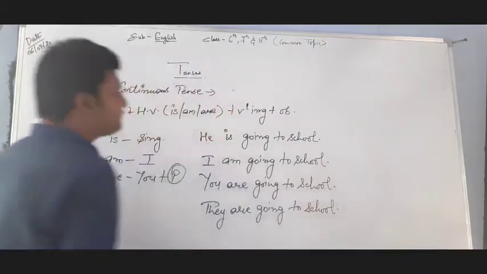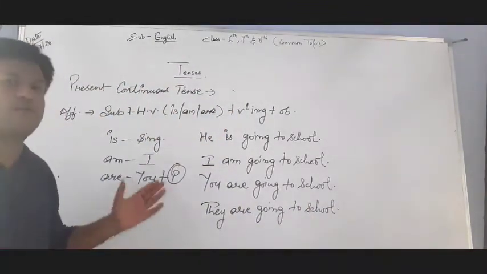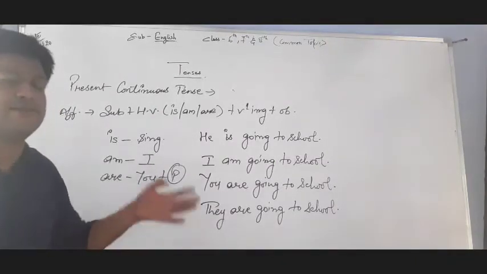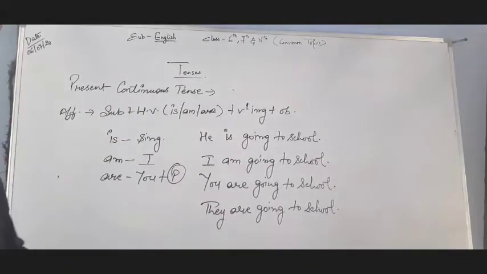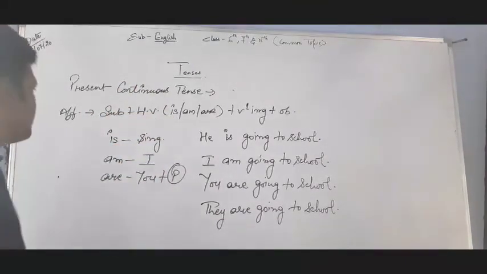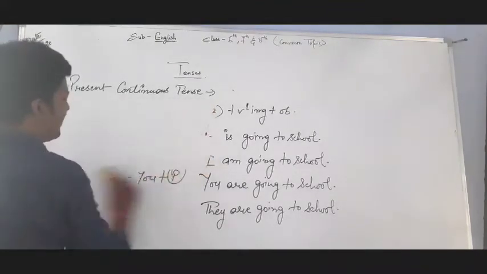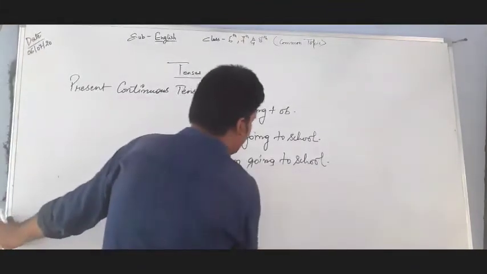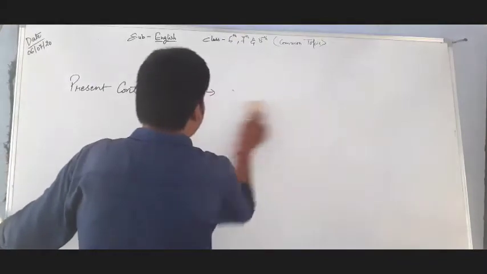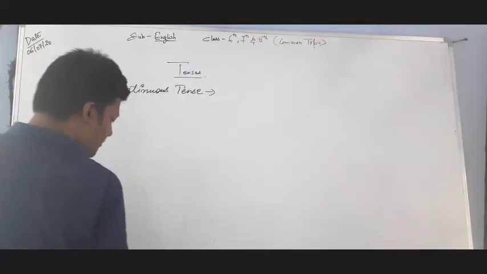They are going to school. So this is the way to form the affirmative sentence formula of present continuous tense. Now let's jump to the present continuous tense negative sentence. How do we form it? Let me write it for you, and kindly note down all these formulas in your notebook so that after the class you can learn them from that notebook.